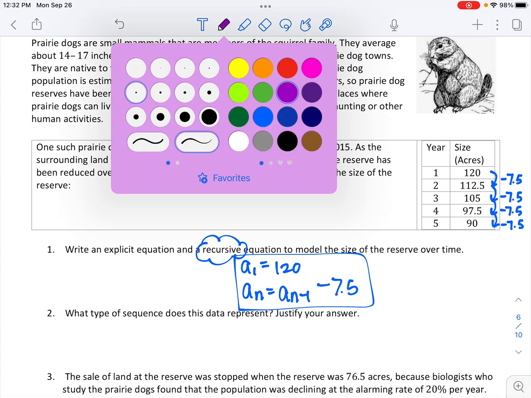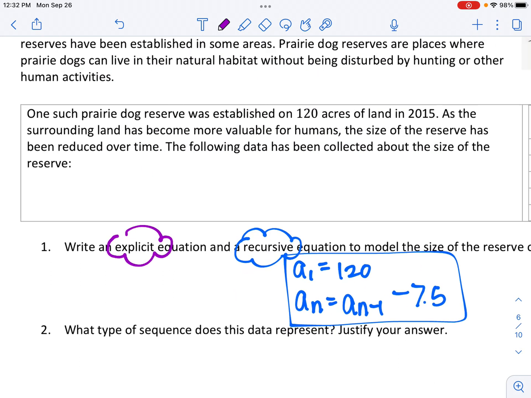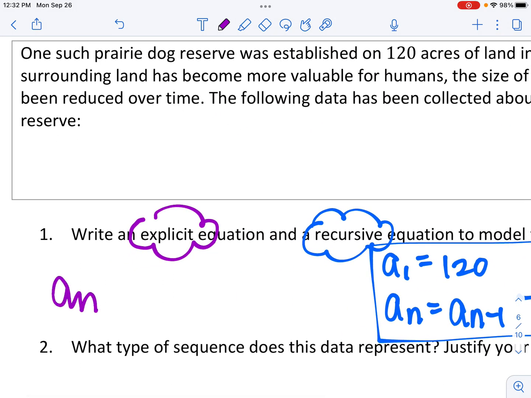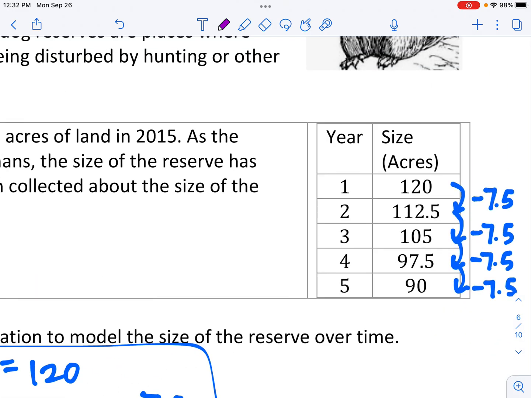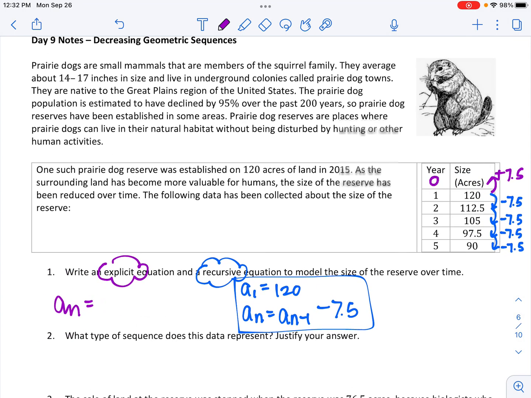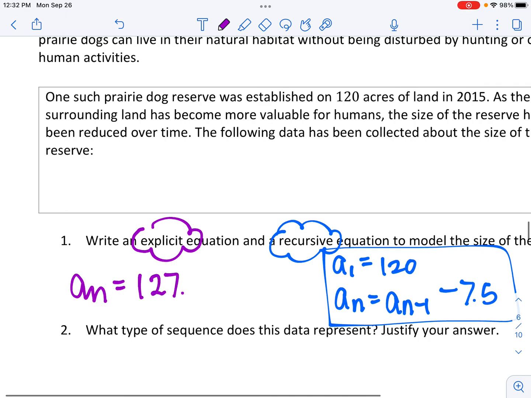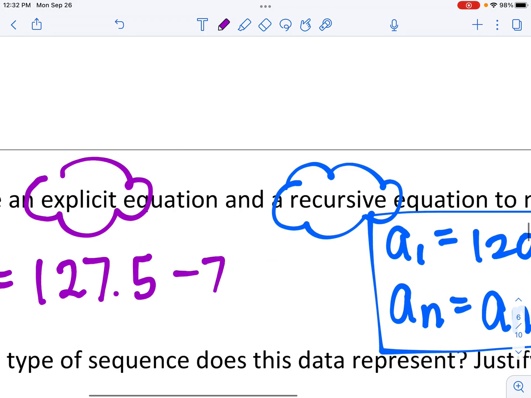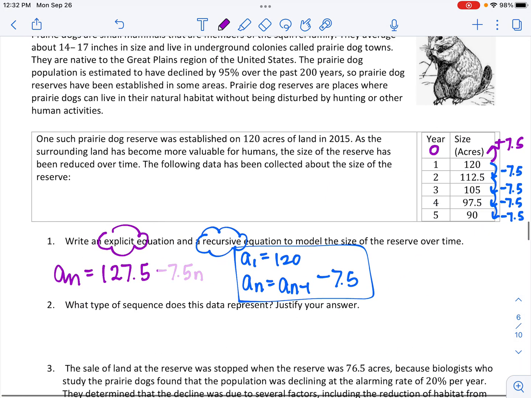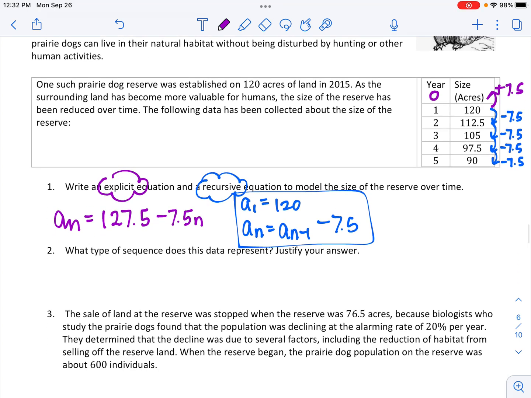The explicit equation, if it's arithmetic, is linear. So we're thinking slope and y-intercept. To find the amount of land after any year, we need a starting value, so that would be at year 0. We'd have to go backwards and add 7.5. So if there was a year 0, we'd start with 127.5 acres of land, and each year that's going down 7.5 acres. So there's your slope next to the x, minus 7.5 each year. So since we're subtracting the same amount or adding a negative every year, this is arithmetic.